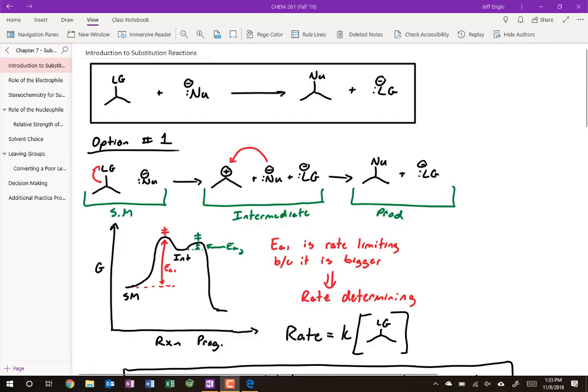All right, so yesterday we looked at substitution reactions, and we said there's two different options for a substitution reaction. The first one is where your leaving group pops off, gives you a carbocation intermediate, and then your nucleophile will add into that carbocation. We said that that's a two-step reaction. The first step is rate limiting because you're going through a high energy intermediate. And therefore, the concentration of the nucleophile has no impact on the overall rate. The nucleophile is not involved in that rate limiting step.